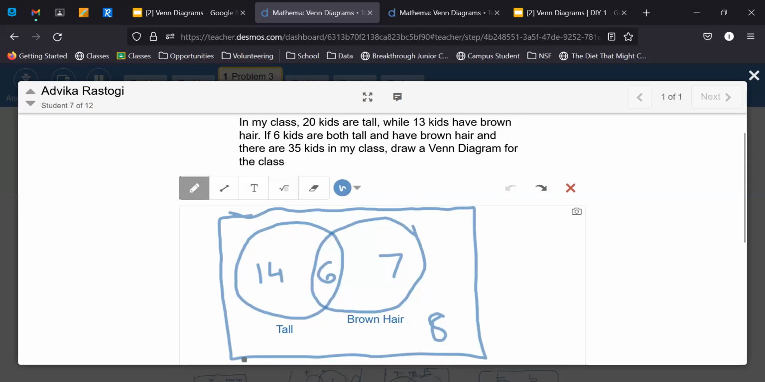So we'd have to put them in this space, in this rectangle, but they would not be included in tall or brown hair. So we would have 8 here. So does that answer your question?